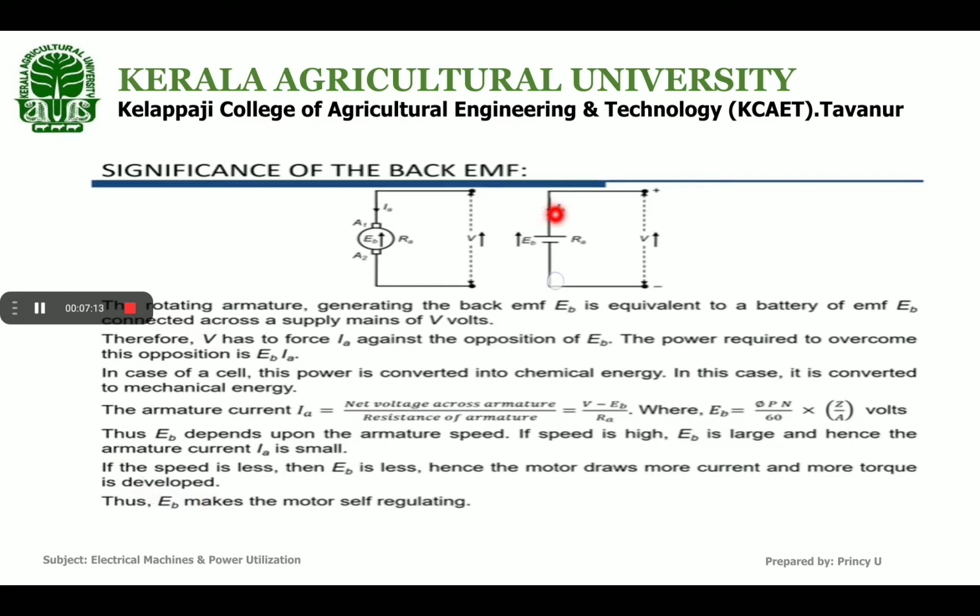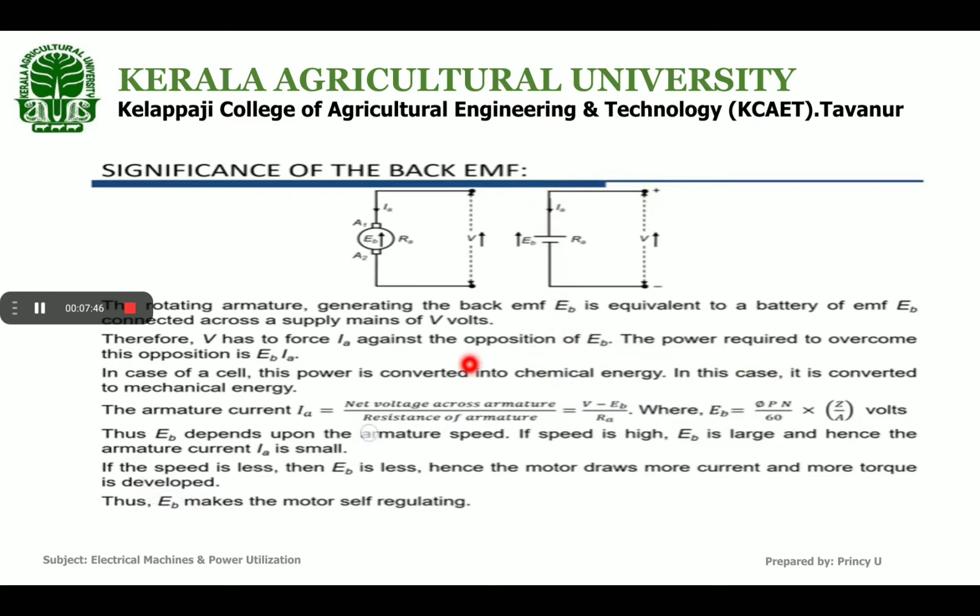നമുക്കറിയാം പ്രൊഡ്യൂസ് ചെയ്യുന്ന EB എന്ന് പറയുന്നത് ഇൻപുട്ട് വോൾട്ടേജിന് ഓപ്പോസിറ്റ് ആണ്. So we consider this as a cell which is connected opposite to input voltage. So therefore we have to force this IA, നമ്മൾ കൊടുക്കുന്ന ഇൻപുട്ട് വോൾട്ടേജിന് ഈ ആർമേച്ചർ കറണ്ട് ഇങ്ങോട്ട് ഫ്ലോ ചെയ്യണമെങ്കിൽ it has to force against the opposition of EB. ഈ EBയേക്കാളും ഒരു ഹയർ വാല്യൂ ആണെങ്കിൽ മാത്രമല്ലേ ഇങ്ങോട്ട് കറണ്ട് ഫ്ലോ ചെയ്യാൻ പറ്റുള്ളൂ. അപ്പം അങ്ങനെ ഒരു ഫോഴ്സ് കൊടുത്താൽ മാത്രമേ ആർമേച്ചർ കറണ്ട് ഈ ഡയറക്ഷനിൽ ആർമേച്ചറിലോട്ട് ഫ്ലോ ചെയ്യുള്ളൂ.